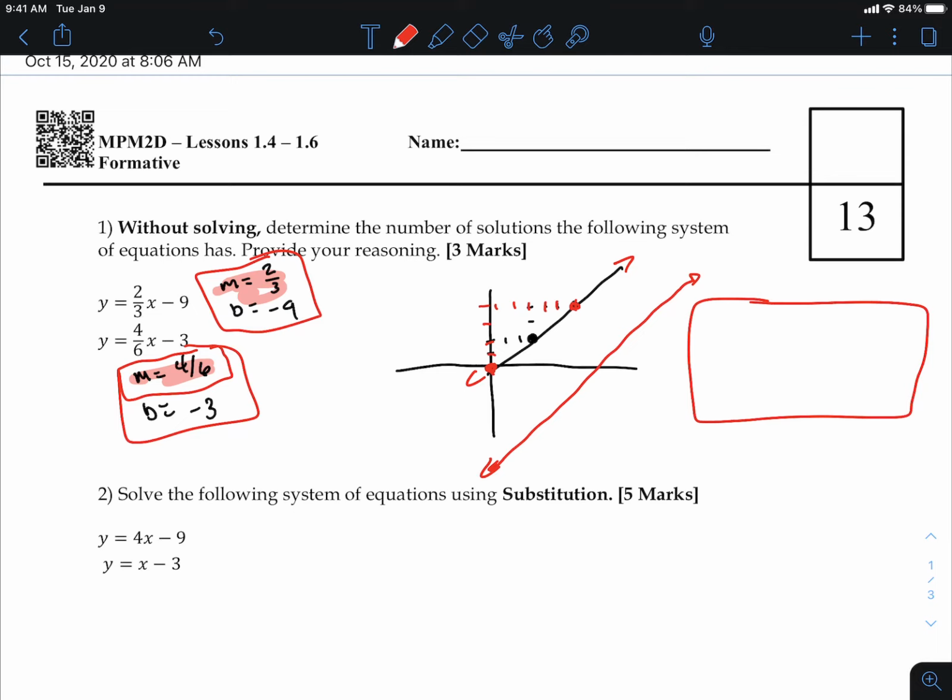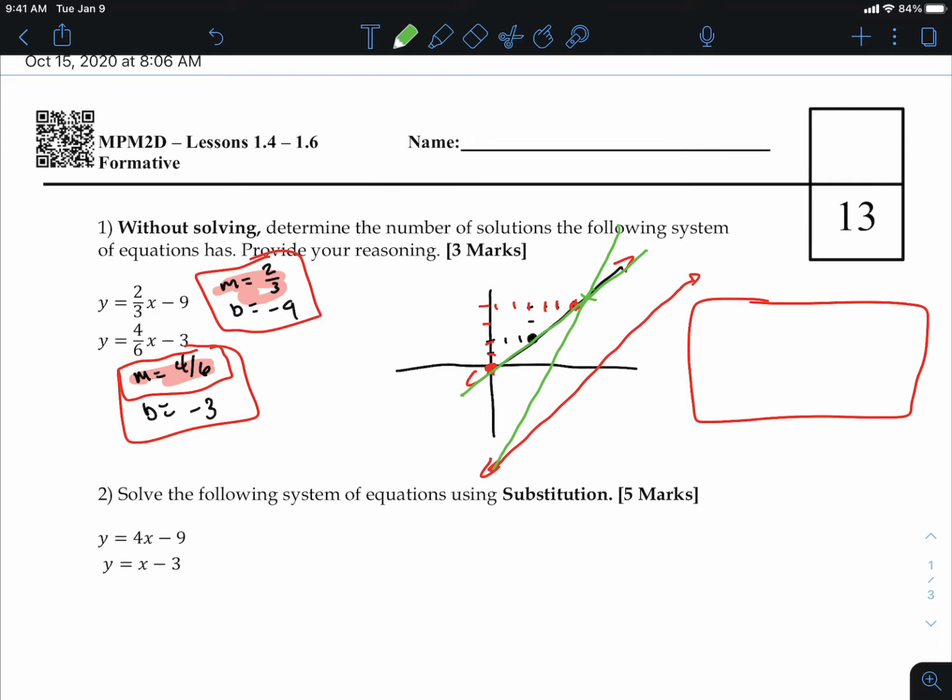Had those slopes been different, then yes. If it had started at negative 9 and the slope was different, they would have crossed somewhere, at one unique point. If they both started at negative 3, then they would have been the same line, and you would have had infinite solutions. Those are your only three options. You have infinite solutions, no solutions, or just one, where they cross once. That's it.